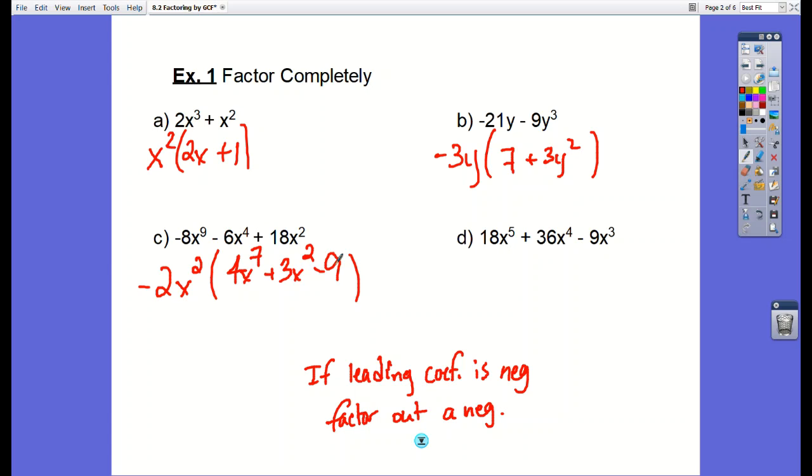Yes? Alright, if we take out a positive 2x squared, would it still be correct? It's still correct, but your answer then would be negative 4x to the 7th minus 3x squared plus 9.